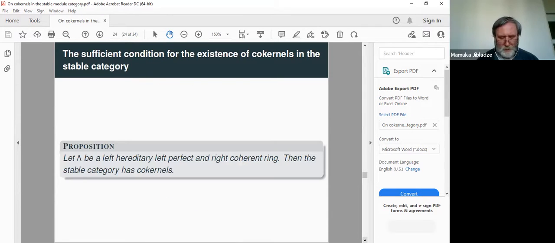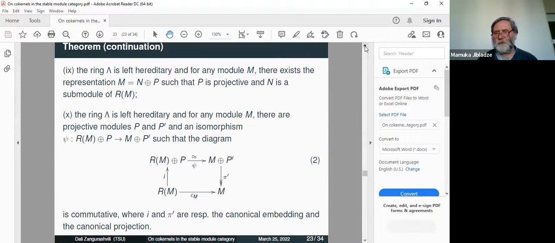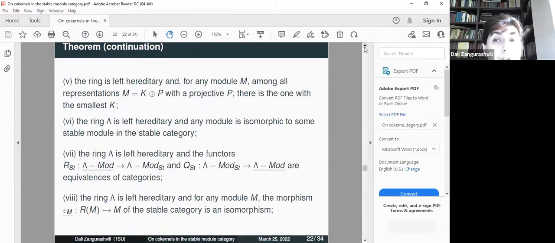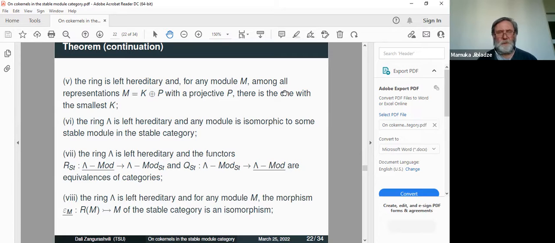Is it correct to say that in this case every module is a sum of a projective and a stable? Yes, exactly. In the fifth condition, K is stable. K is stable. Because you never mentioned this.